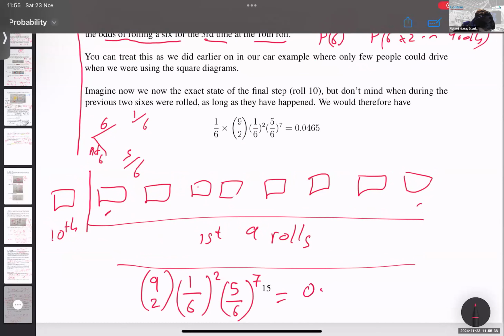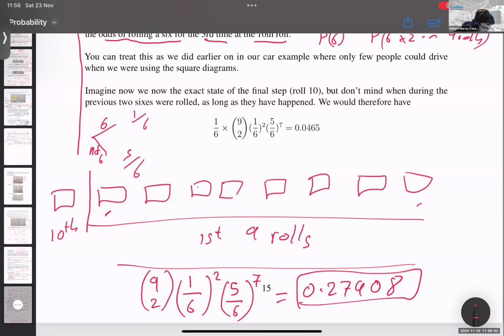And this is equal to 0.27908. But this isn't our answer. This is just the answer to what's the probability of getting 2 successes in 9 rolls. What we want to do now is find out the probability of getting our 3rd success on our 10th roll.